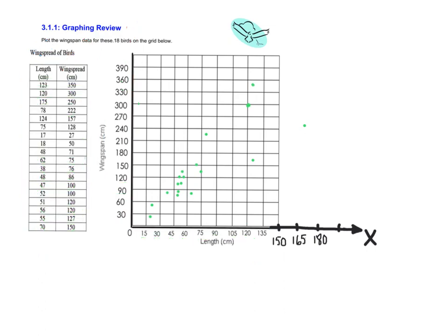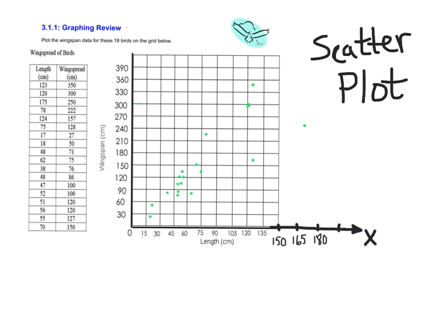These green dots are called a scatter plot. A scatter plot is just a set of dots, and it's measuring two things. In this case, we're looking at the wingspan of the birds in comparison to their length. So here's the length of the bird, and here is the wingspan of the bird. They took, for instance, the first bird. They know that the length of that bird is 123 centimeters, and then they measured its wingspan as well, and the wingspan is 350 centimeters.